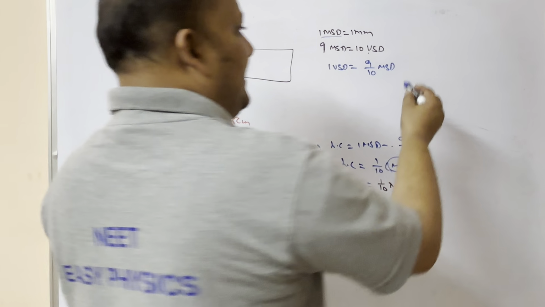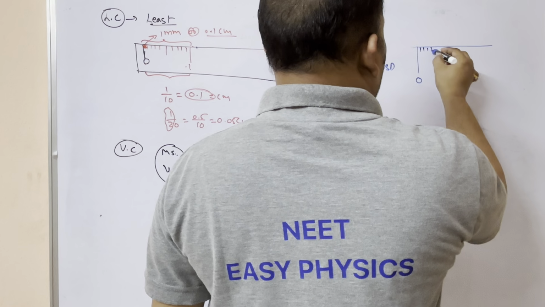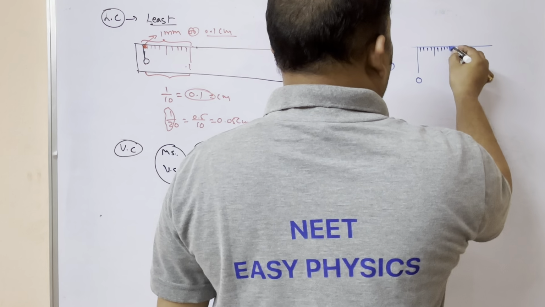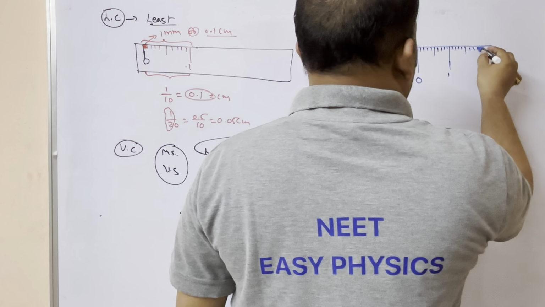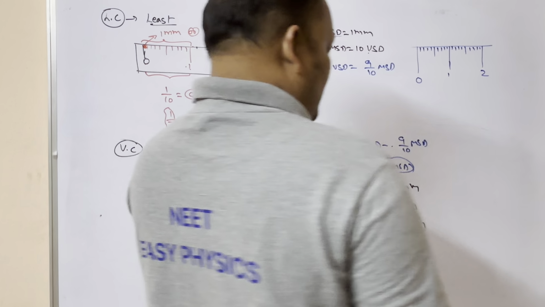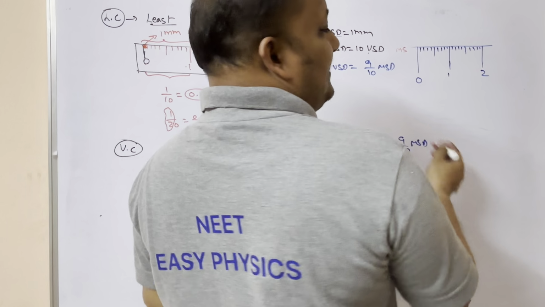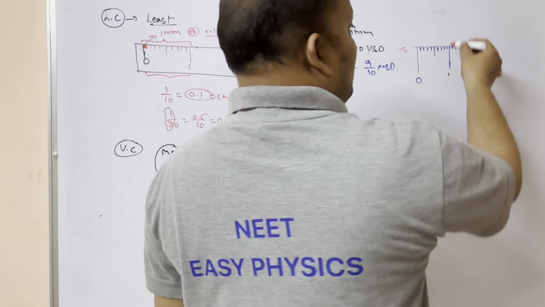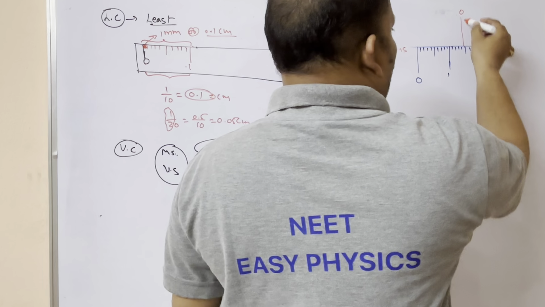How to take main scale reading we will see. So if we are taking values like this 0, 1, 2, 3, 4, 5, 6, 7, 8, 9, 10. 1, 2, 3, 4, 5, 6, 7, 8, 9, 10. So this is main scale, let us say. So on the main scale, vernier scale is going to be crossing, let us assume this value. This is the 0 on vernier scale.